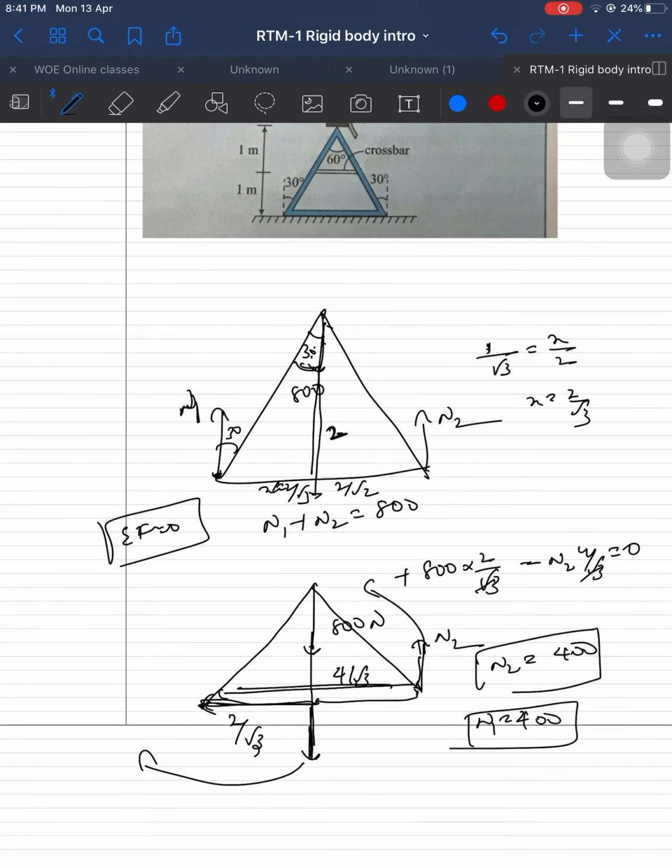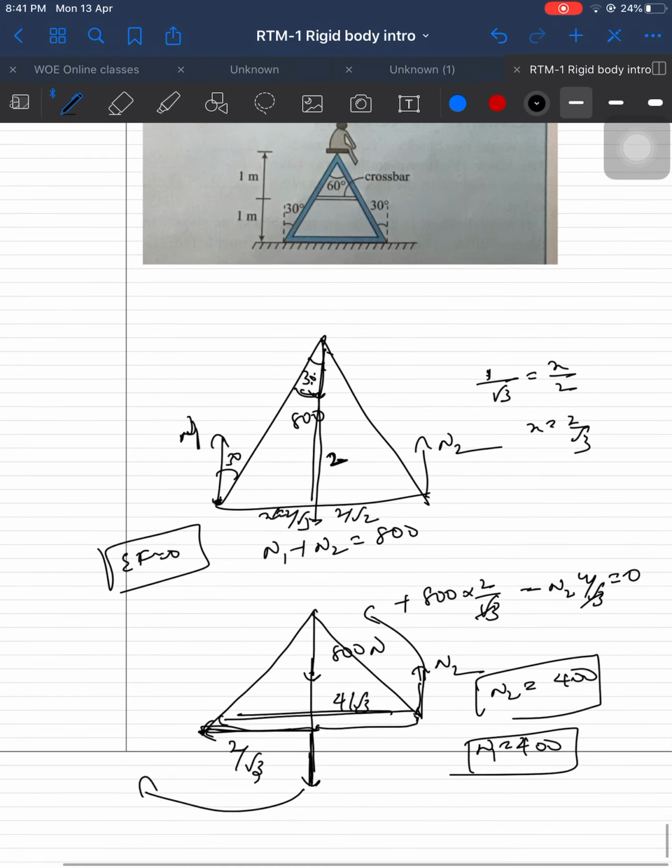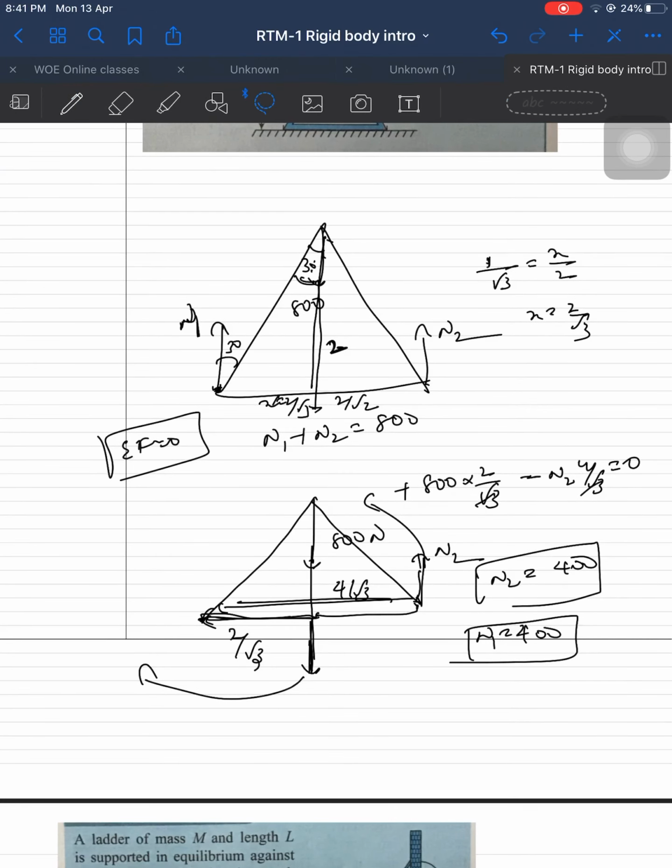It will be easy up to here. Let's consider what else he asked. He asked tension in the crossbar also. That is very important. Note down. I am deleting it.